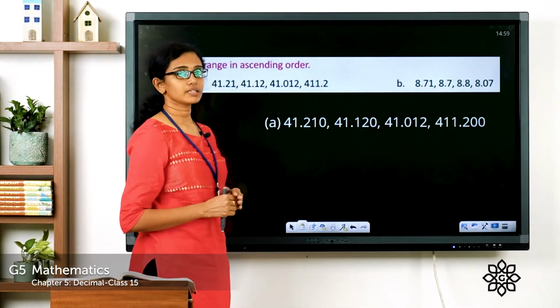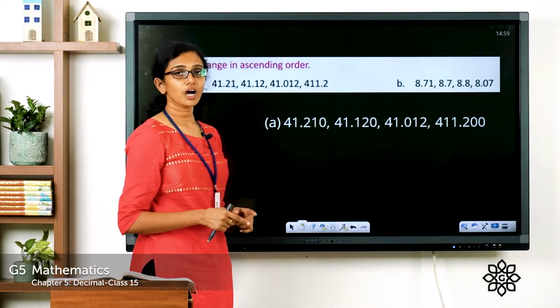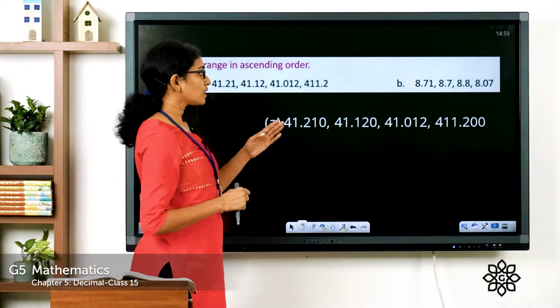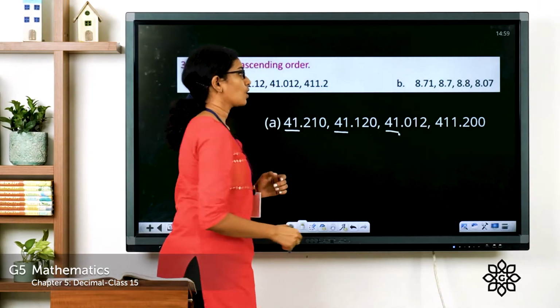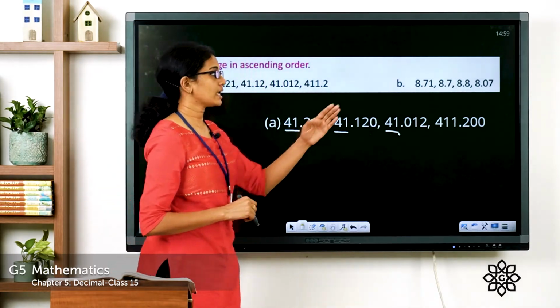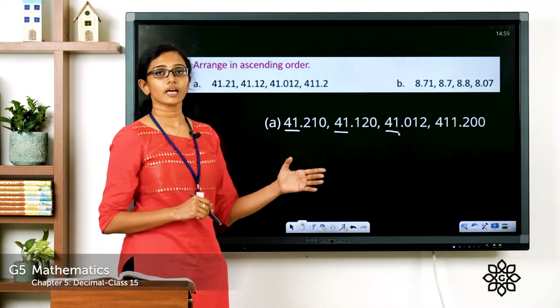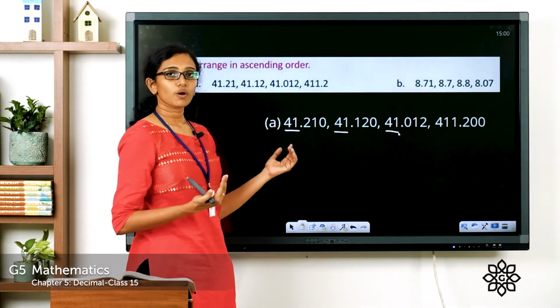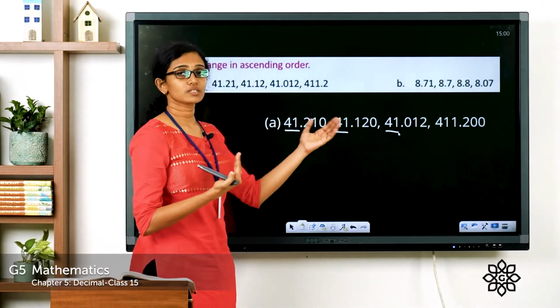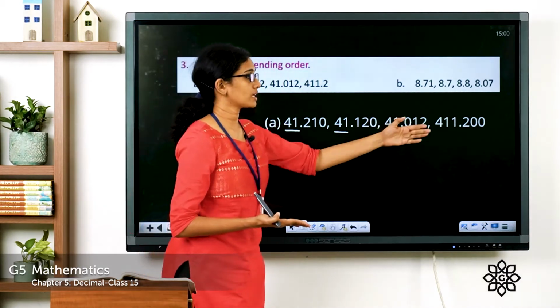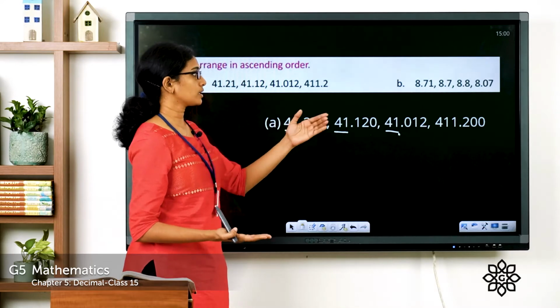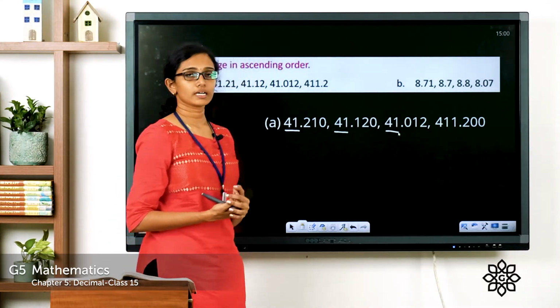So to compare decimal numbers, first we have to compare the whole number part. In the first 3 numbers, the whole number part is the same, 41. And in the last number, it is 411. So which is the smallest among these two sets? It is 41. We have 41 in 3 of the numbers and 411. So obviously 41 is smaller than 411.